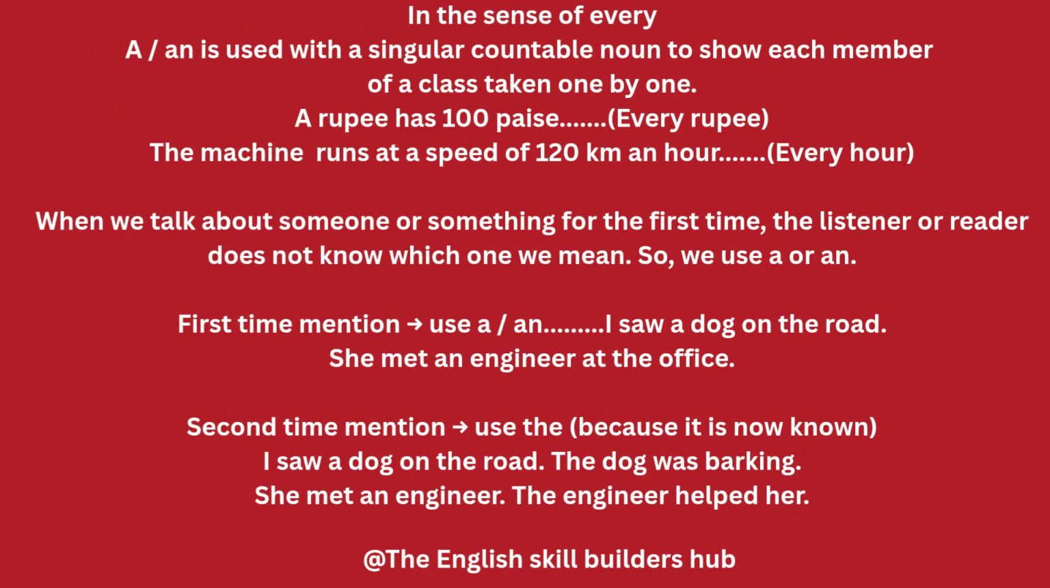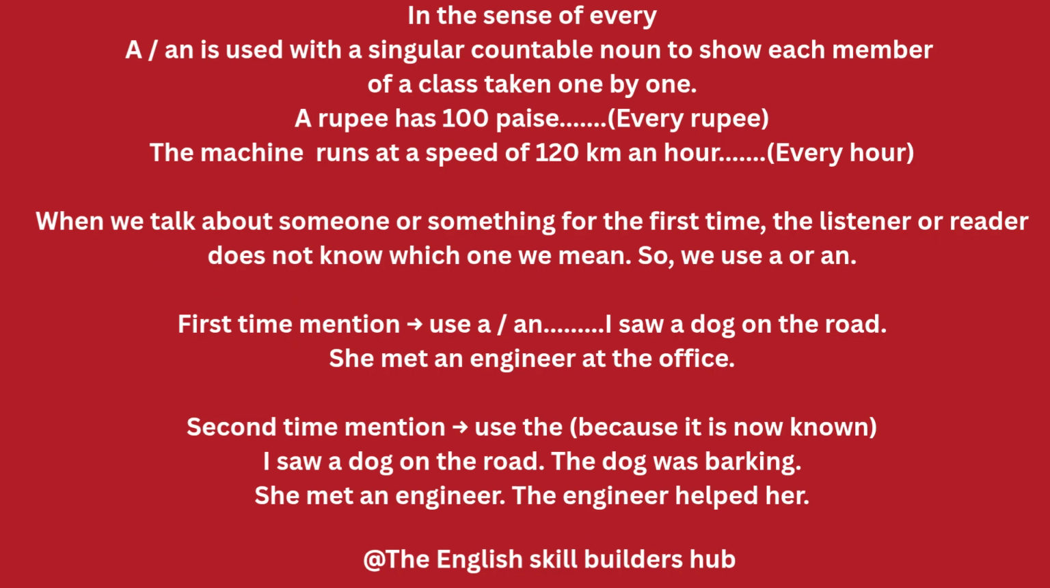In the sense of every, a or an is used with a singular countable noun to show each member of a class taken one by one. Example, a rupee has 100 paise. The meaning is each rupee has 100 paise, that is, every rupee has 100 paise. In the same way, see the second example. The machine runs at a speed of 120 kilometers an hour. Here the meaning is every hour the machine runs at a speed of 120 kilometers.